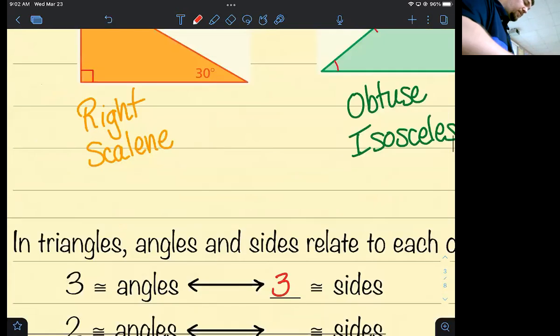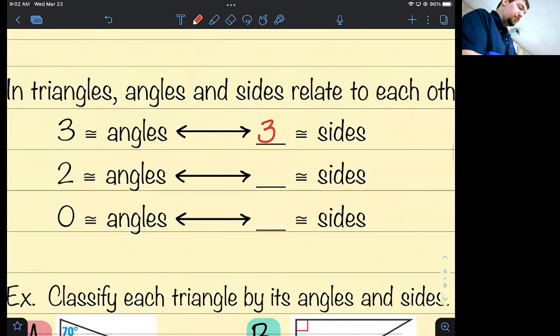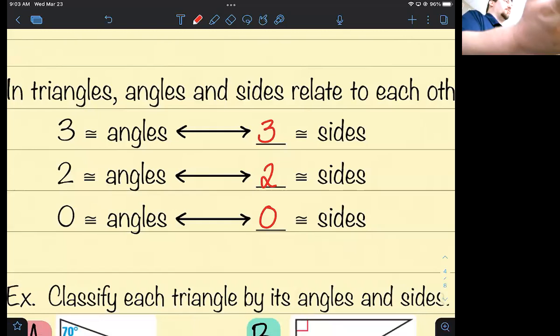If you have 2 congruent angles, you're going to have 2 congruent sides. And if you have no congruent angles, you're going to have no congruent sides. You'll notice I skipped one there. Well, you can't have one congruent side. Like, what's it congruent to? Nothing. So we just skip. If one side is congruent, there's nothing it's congruent to, so we're just going to say it doesn't have any congruent sides.